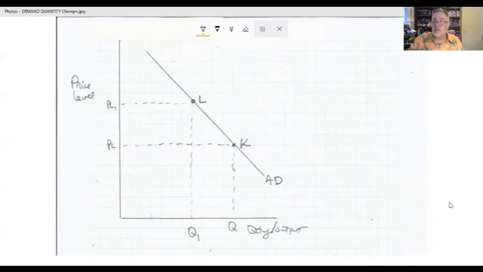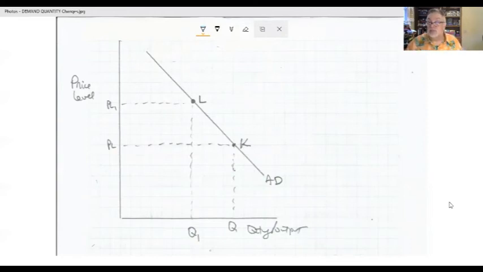So let's say, for the sake of argument, we're at point L on this chart. And point L is an intersection. There's another line that's going through there. That's the aggregate supply curve. And suddenly now the cost of doing business decreases for whatever reason. Cheaper raw materials, for example.